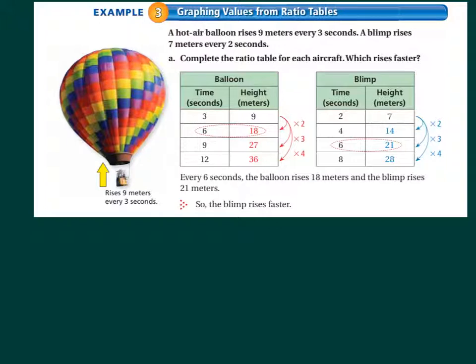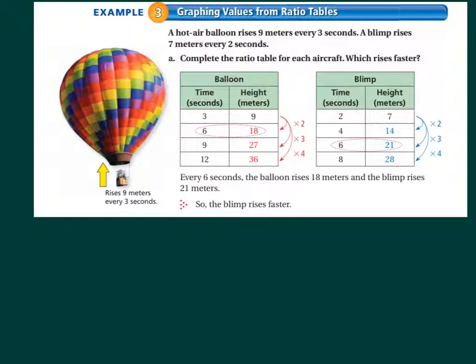In this one it says a hot air balloon rises 9 meters every 3 seconds. A blimp rises 7 meters every 2 seconds. So what they've done is created a table of increments of the units of time. The hot air balloon is going up by 3 here, so at 3 it's at 9, at 6 it's at 18, 9, 27, 12, 36, and it would continue on. Basically, they're just going in increments of 3 and figuring out what it would be here.